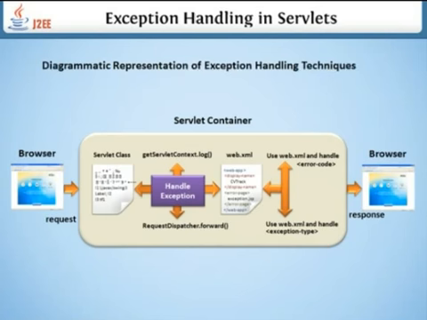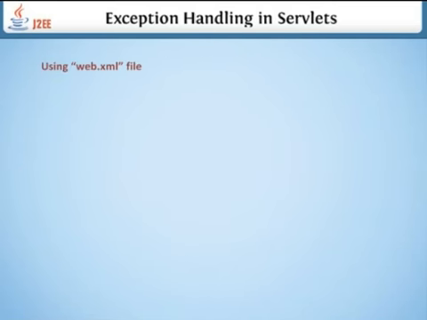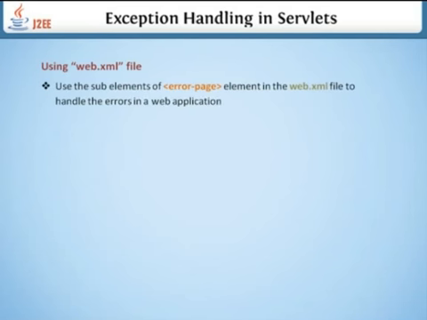Diagrammatic representation of exception handling technique. This is the browser, and the request is sent to the servlet, which gets the servlet context log and reads the web.xml file. Using the web.xml file, use the error-page element in the web.xml file to handle the errors in the web application. Its sub elements are error-code, exception-type and location.